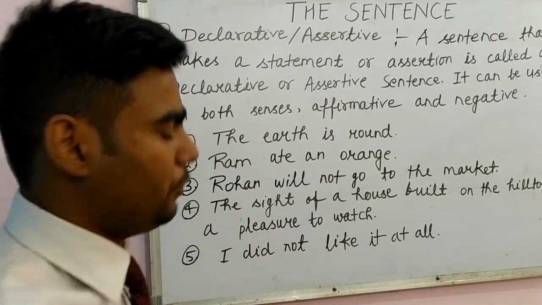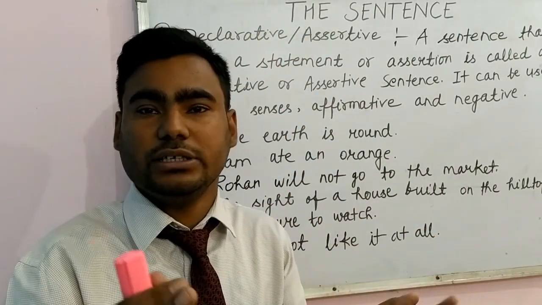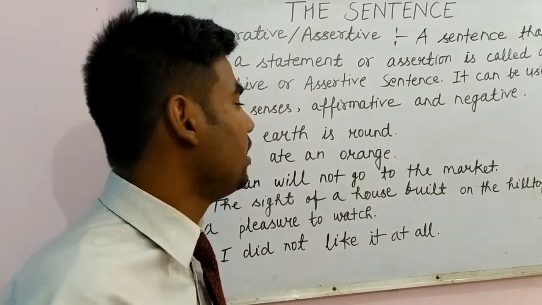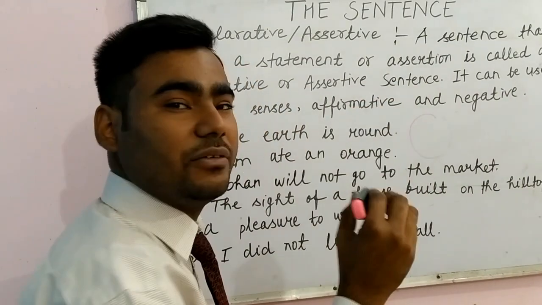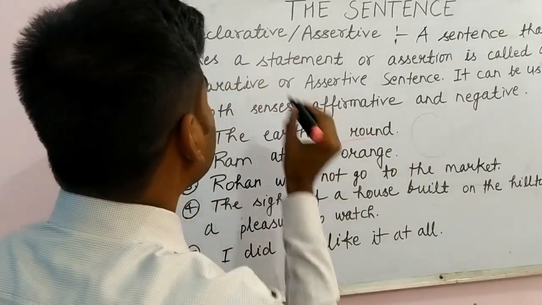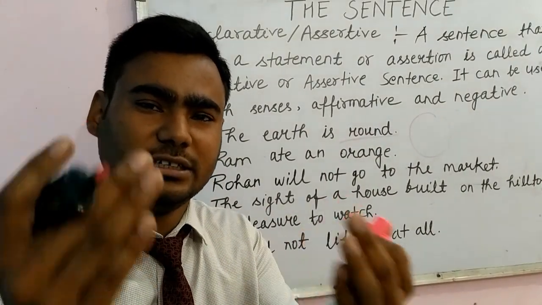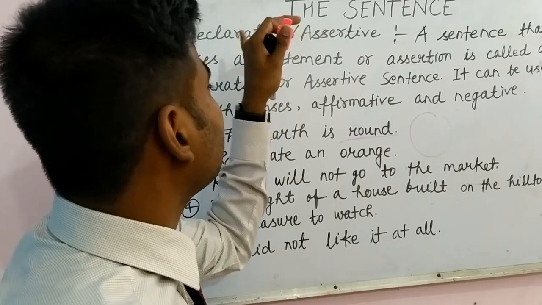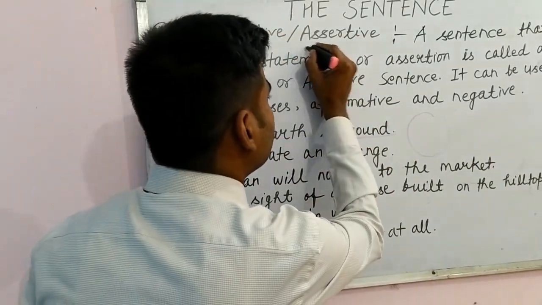The earth is round. What is the meaning of earth? It's talking about the whole earth. This is the earth, and its shape is round. What do you understand from that? This is an assertive sentence. Most of the time people use the assertive sentence in grammar, because a declarative sentence describes other senses, but assertive is mostly used.